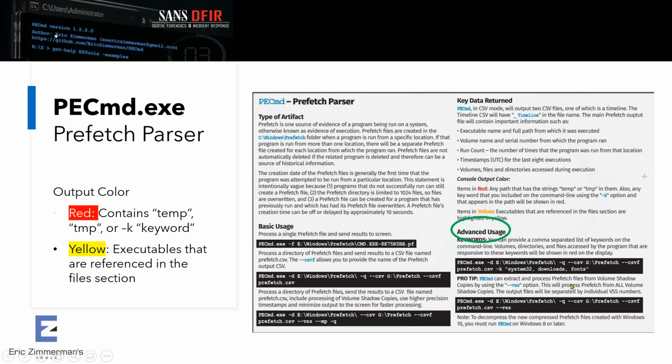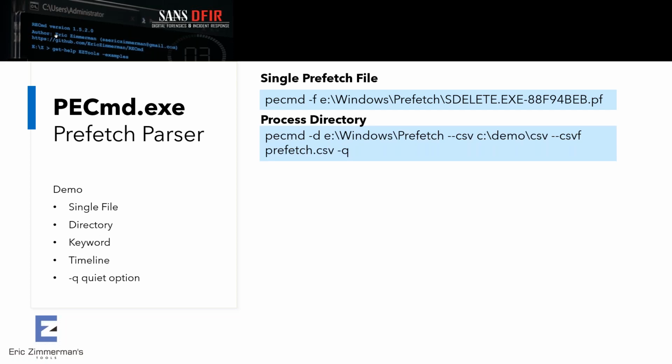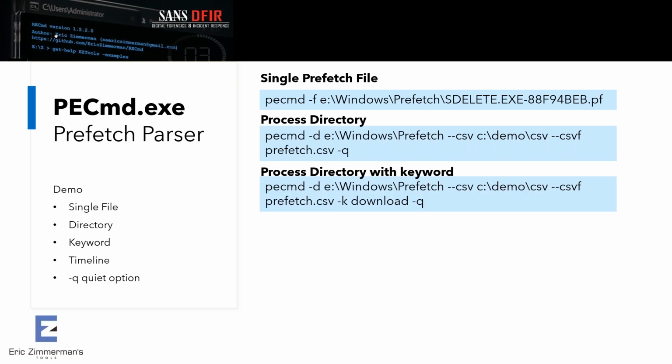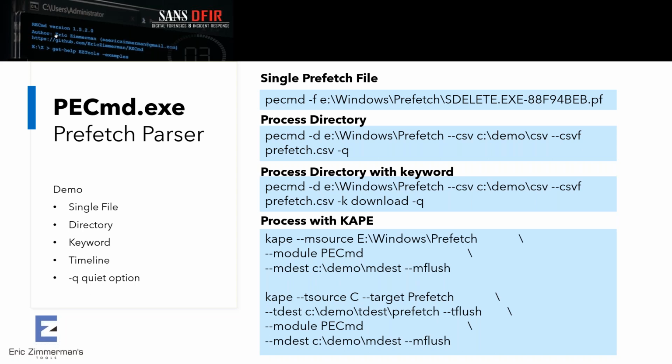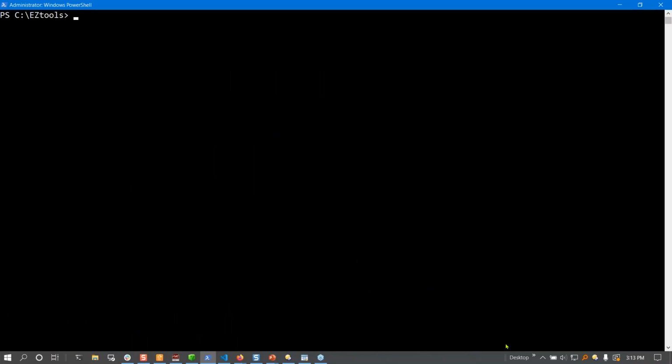Advanced usage, I just talked about the ability to use keywords, and I'll show you that in just a second. Prefetch Parser against a single file, Prefetch Parser against a directory, Prefetch Parser against a directory with a keyword, here being download, and using CAPE to call Prefetch Parser to process data. So I do a little bit of a demo here, trying to be conscious of time also because there's some nice commands coming up.